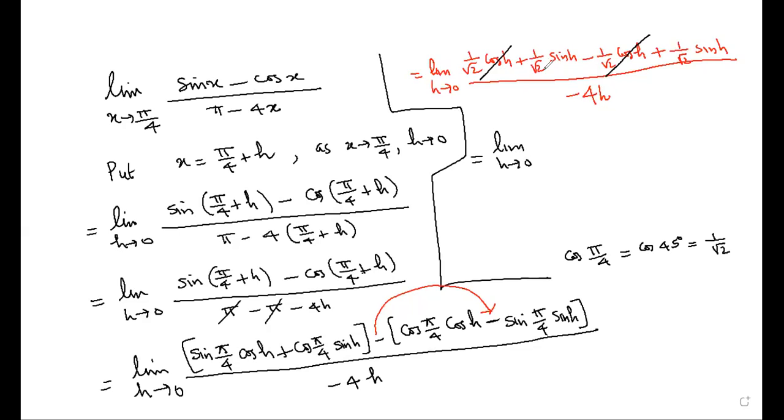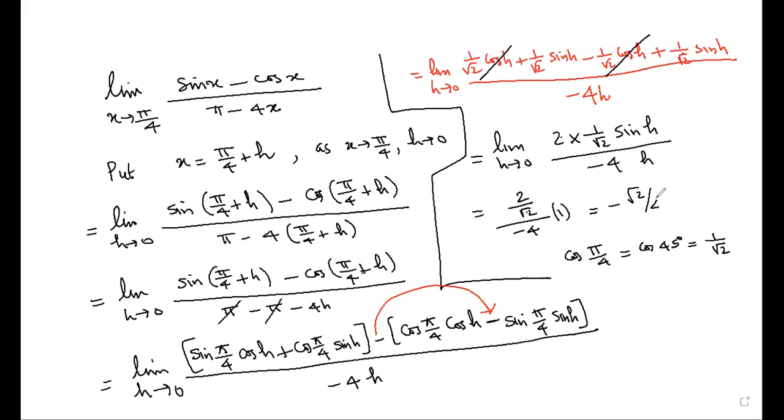We get 1 by root 2 sin h and 1 by root 2 sin h, the same quantity added two times: 2 times 1 by root 2 sin h, upon minus 4h. We are very happy, sin theta upon theta has come. So you can directly write your answer: 2 by root 2 divided by minus 4. Sin theta upon theta became 1. 2 and root 2 cancel, giving minus root 2 by 4, or minus 1 upon 2 root 2.